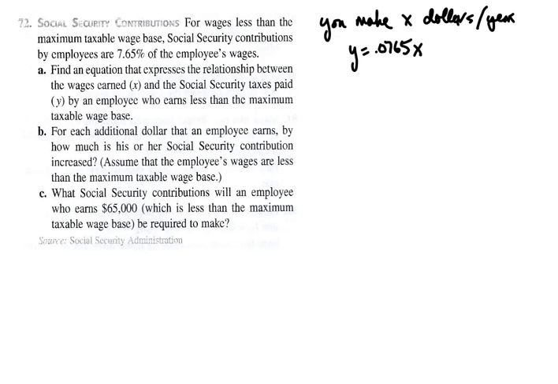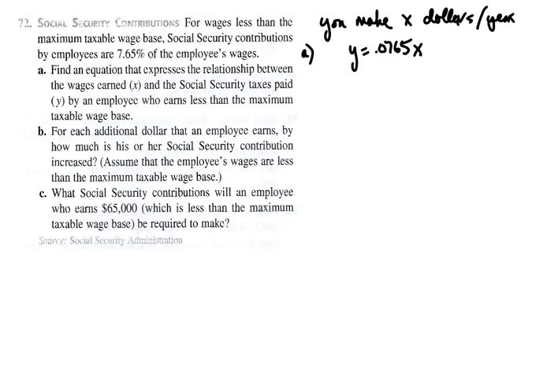Since you're going to pay 7.65% of whatever you make, we have to convert that percent to a decimal, and so we come up with 0.0765 times X. And that will be the amount of money that you pay to Social Security. Those will be your Social Security contributions.